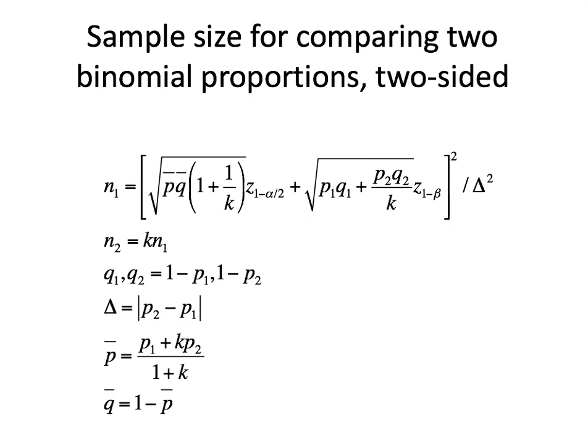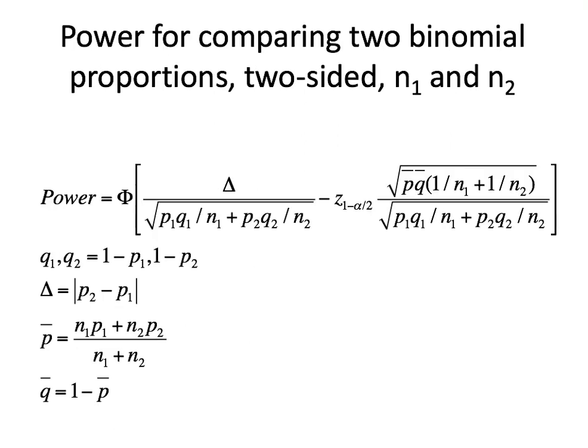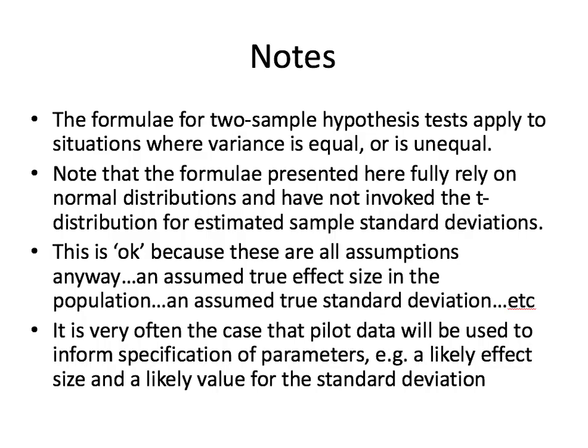All right, the next slides are just showing the results of some things, like how you could figure out n if you're comparing two binomial proportions that are two-sided. Not going to go through it, but I know that you can figure this out. And remember that k is the ratio of n1 to n2. All right. Here's a power expression for that. And that's pretty much it then.